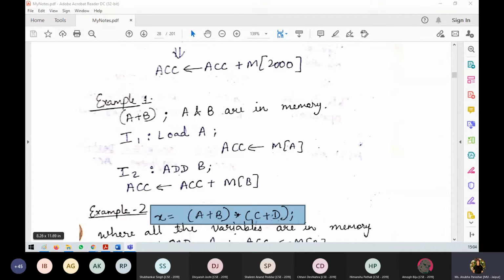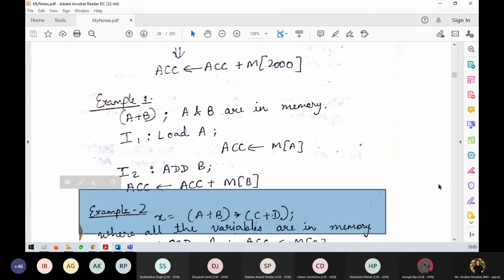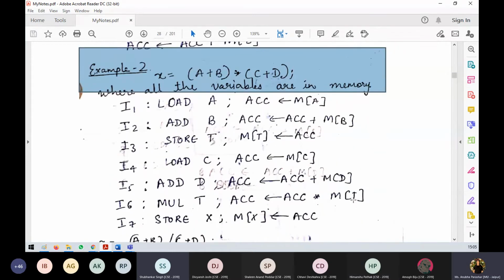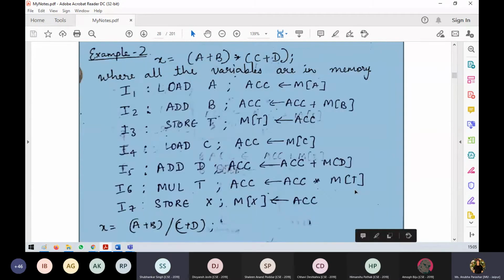And you have to remember all the variables are in memory. Please do see this, because A, B, C, D are registers as well. That is why I'm clarifying it. These all are in memory. Ma'am, 6 instructions. Okay, so let's see how these are. 7 if you add a store in the end again, yeah.